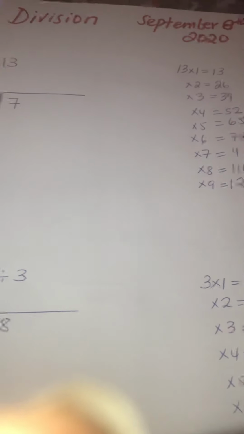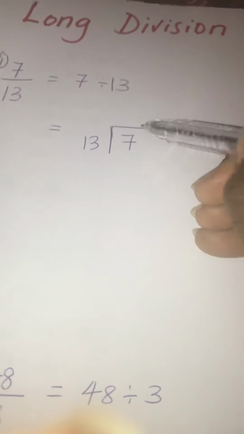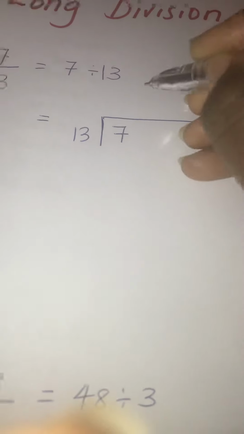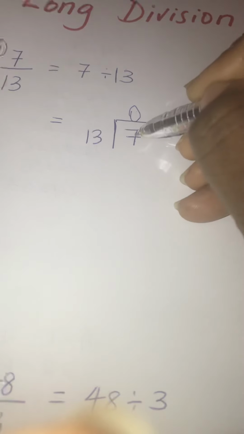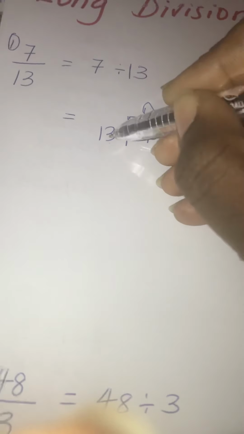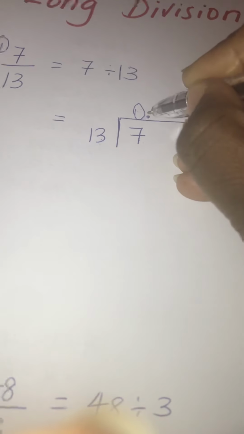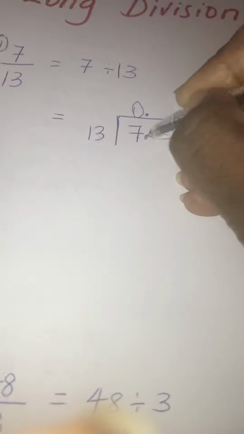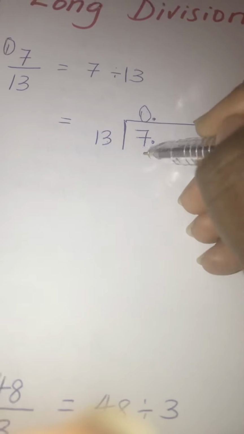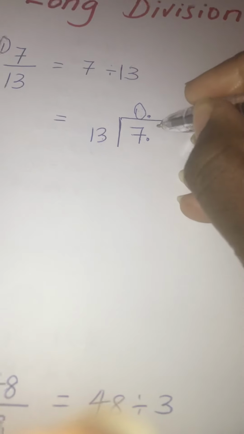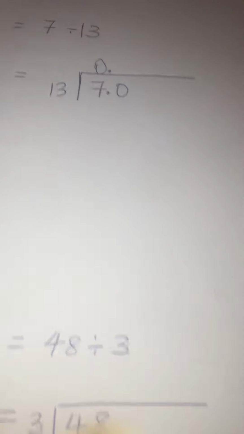Okay? So now I ask myself, can 13 go into 7? The answer to that is 0. 13 cannot go into 7 because 7 is smaller than 13. So the minute I write 0 there, I put a decimal. Okay? 13 times 0 is 0. I don't want to waste time, so I know my answer will still be 7. So that's why I write 0 here.